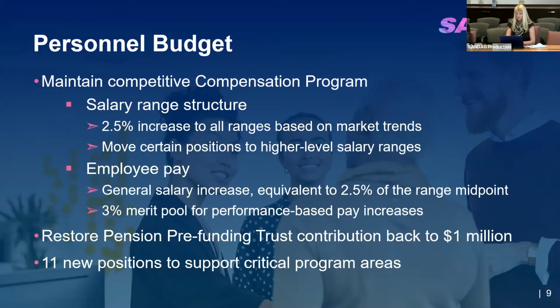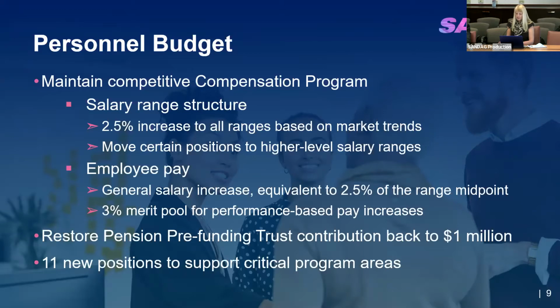The first two proposed changes are related to the agency's overall salary structure. These include a 2.5% increase to all salary ranges, as well as movement of about 70 positions to higher level salary ranges. And just a note there, SANDAG conducted a salary range study last year, and due to budget constraints last year, not all study recommendations could be implemented right away. Staff had committed to bringing forward a second set of recommendations for consideration. So this is what is being included in the FY23 budget.